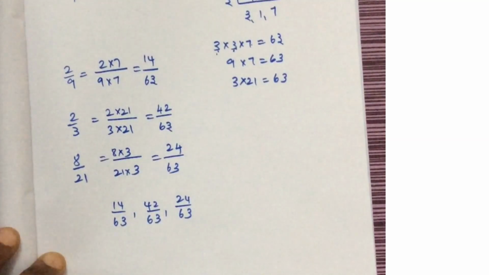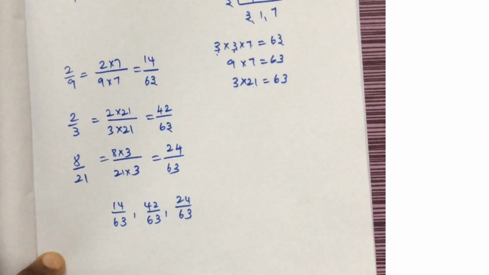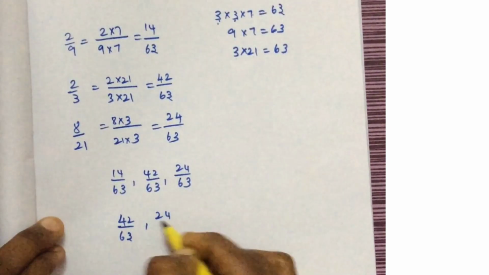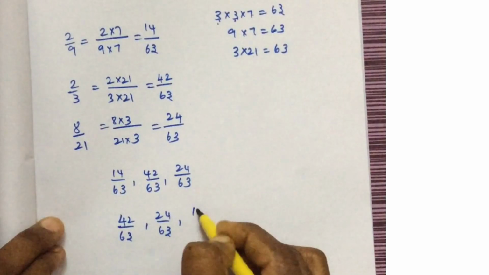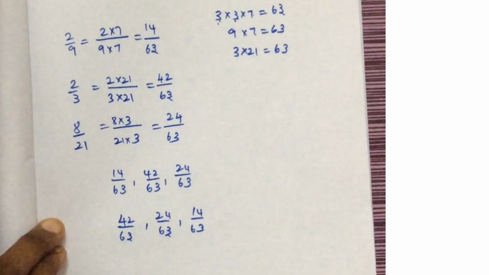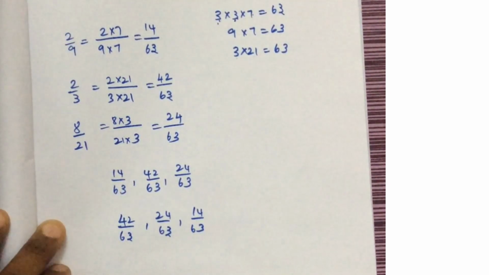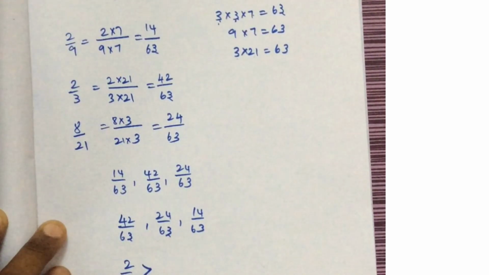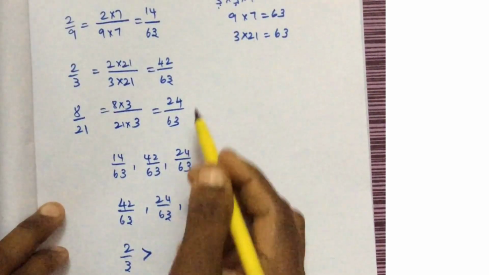Now we have to write in descending order. Biggest number first: 42 by 63, 24 by 63 and 14 by 63. Now we have to replace with whatever it is in the question. 42 by 63 is 2 by 3. 2 by 3 is bigger when compared to 24 by 63.